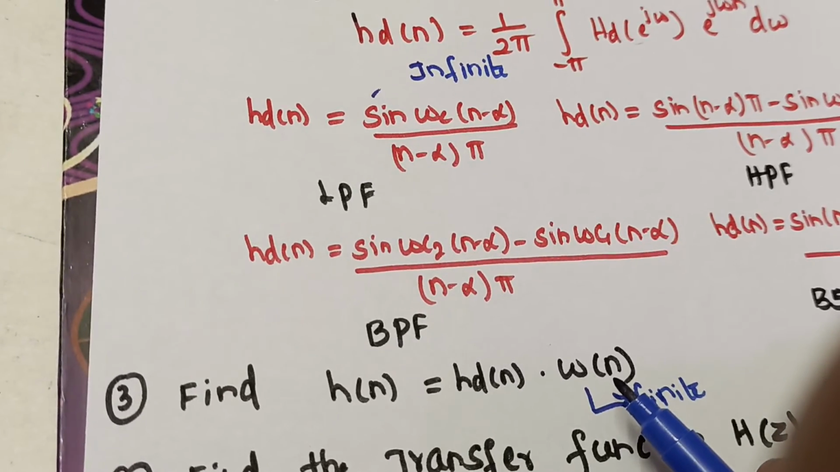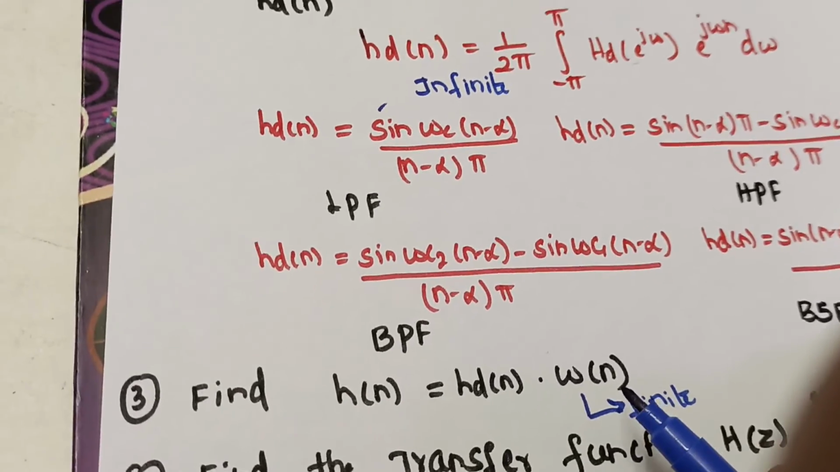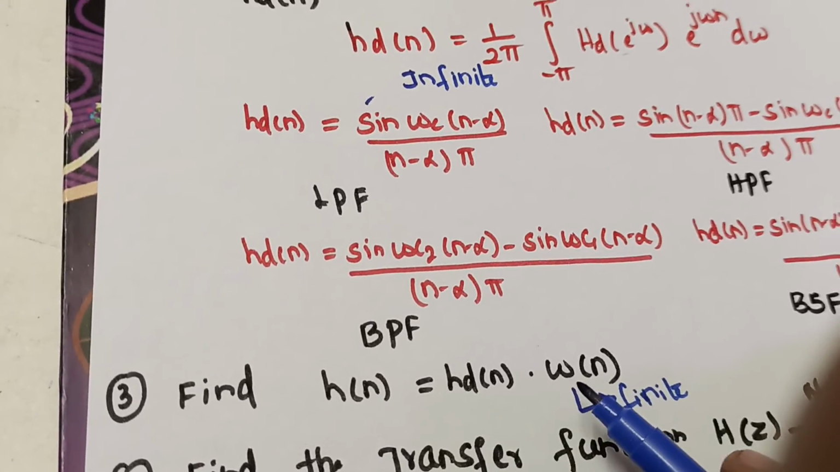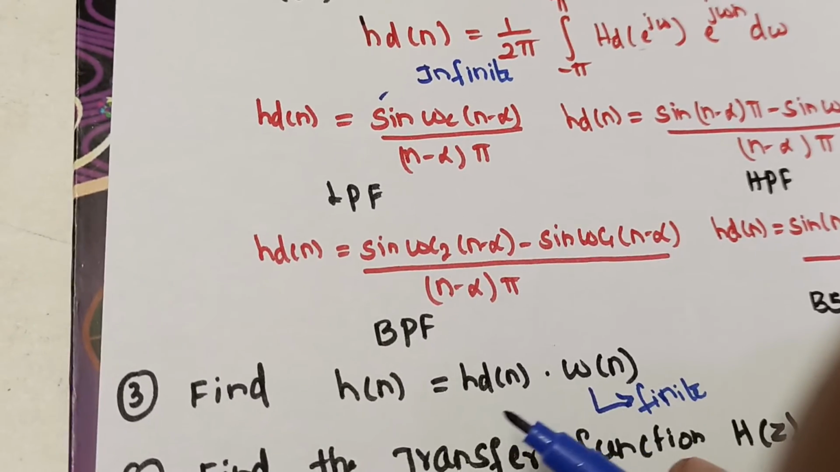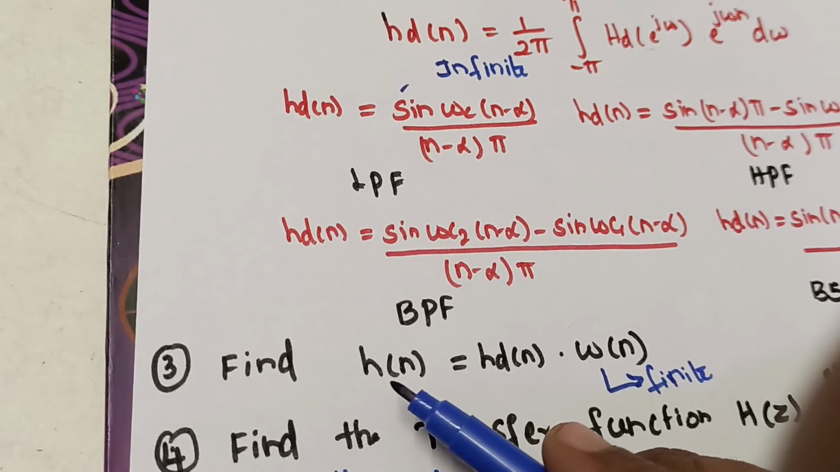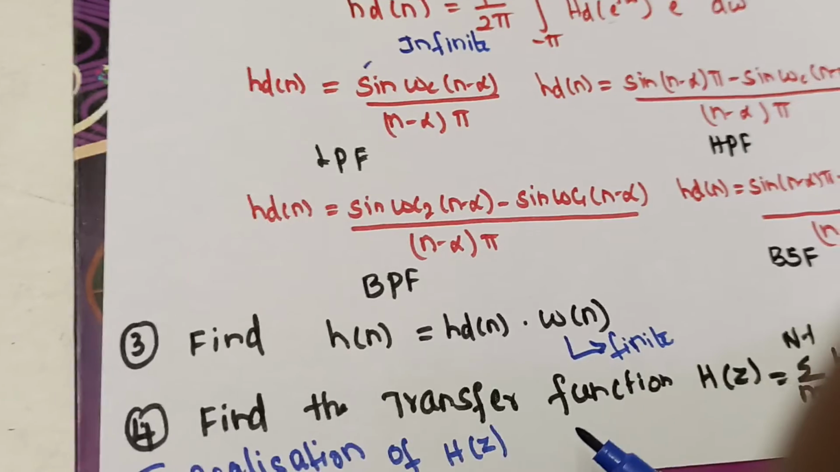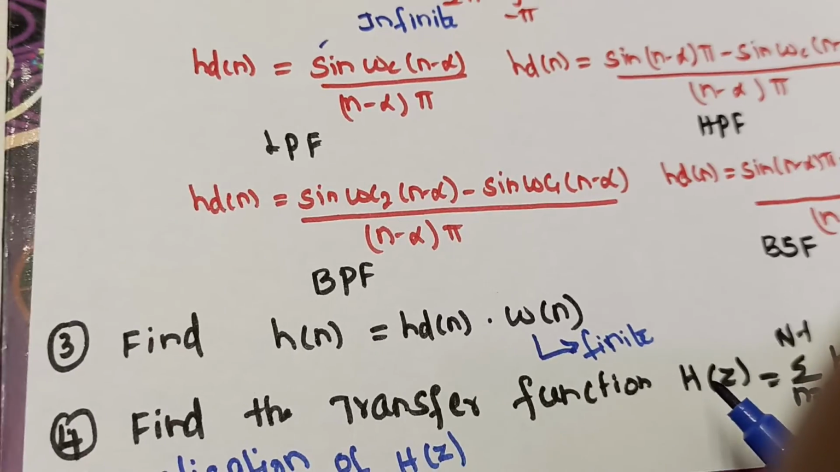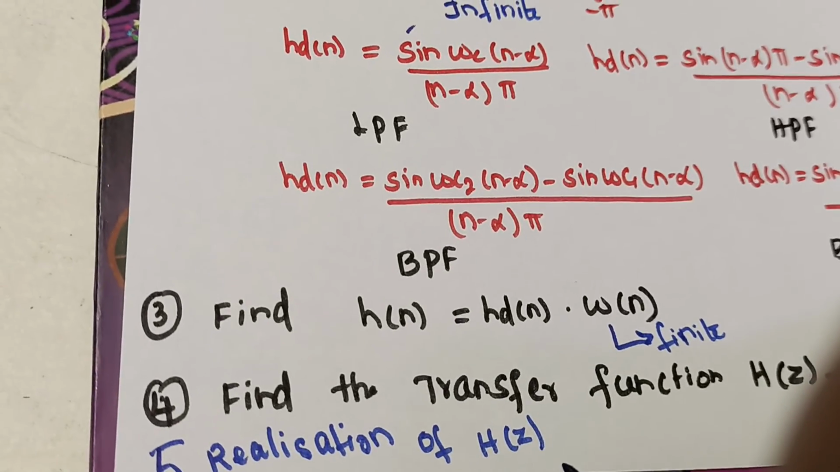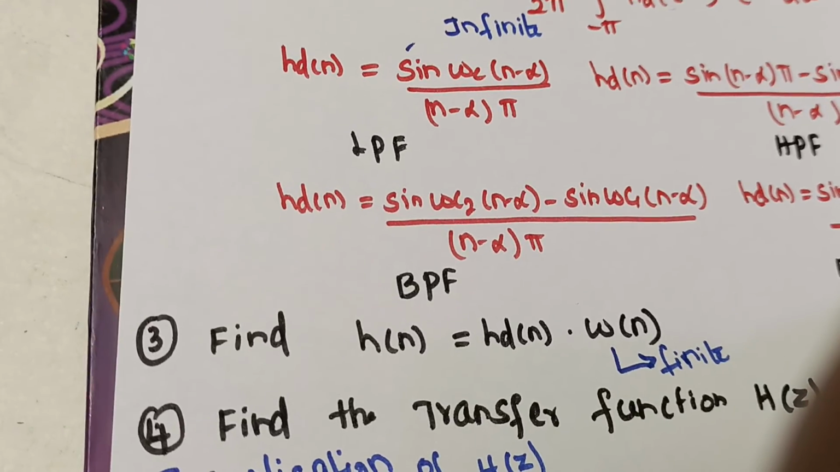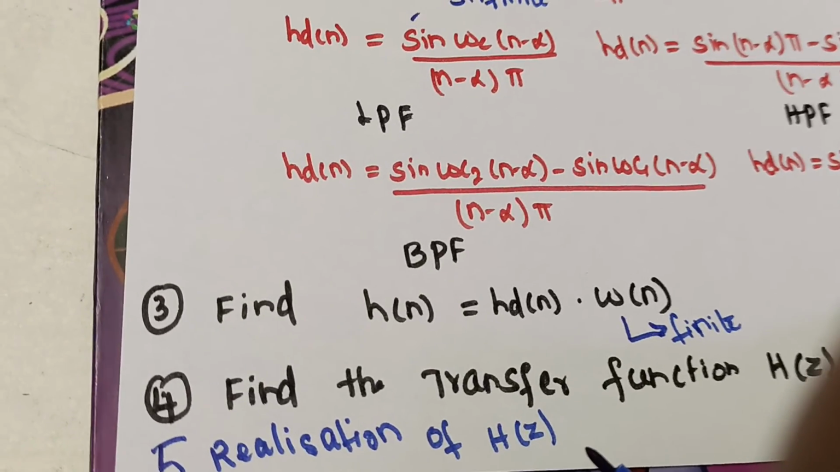The type of window will be mentioned in the problem itself. So based on the window that is mentioned, you use the appropriate window function and multiply it with hd of n, converting it into a finite duration sequence. Once this is done, then in the last step find h of z and then go for realization of h of z using any of the suitable structures.